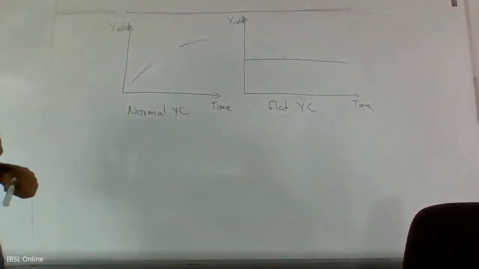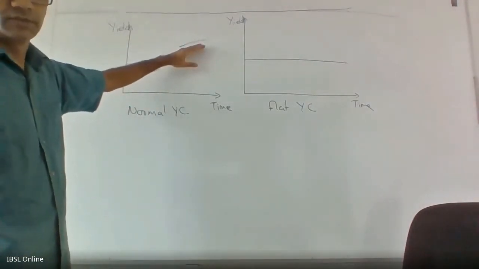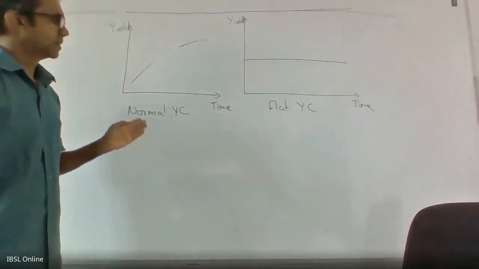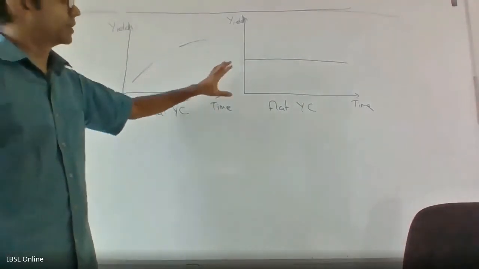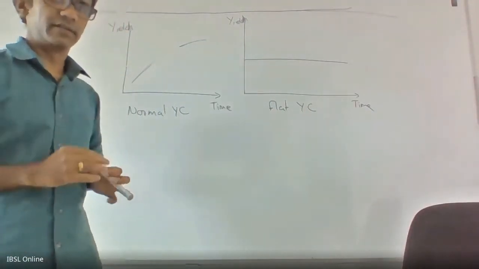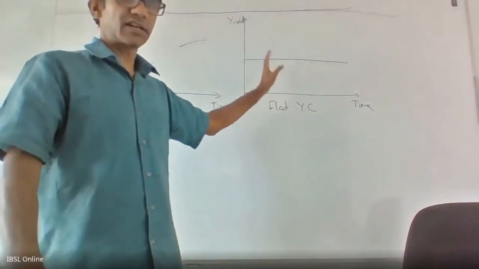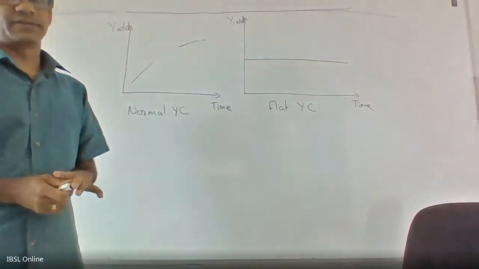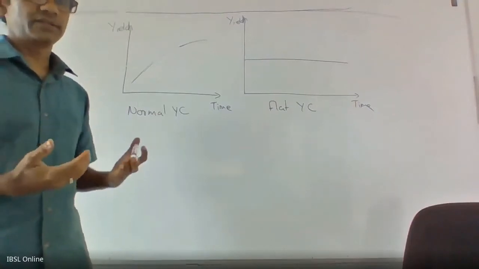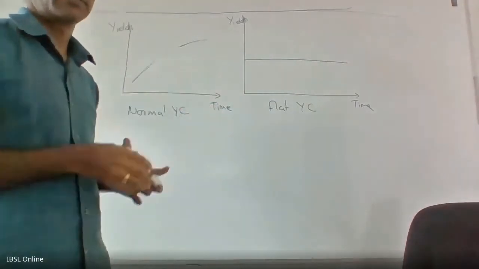Then the third one is, okay, in this I explained when you see a positive yield curve or a normal yield curve, we expect short-term interest to go up in the future. What do you expect when you see a flat yield curve? We expect that even in the future the current interest rate will remain the same. We don't expect any change in the interest rates in the future. We think the current yield will remain in the future.